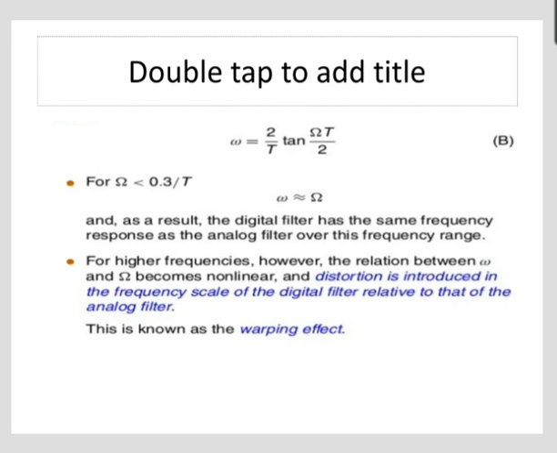Now, for values less than 0.3 by T, the values of both ω and Ω are nearly equal. As a result, the digital filter has the same frequency response as the analog filter over this frequency range. For higher frequencies, the relation between these two becomes non-linear and distortion is introduced in the frequency scale of the digital filter relative to that of the analog filter. This is called the warping effect.